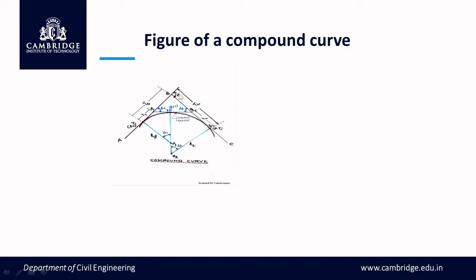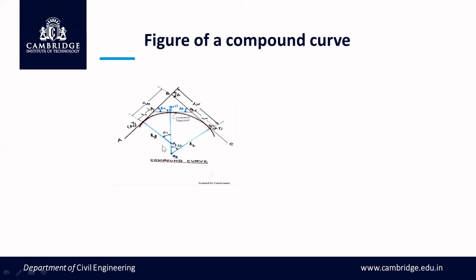The angle through which the forward tangent BC deflects or deviates away from the rear tangent AB is called the deflection angle. And here D1D2 is the common tangent for both the curves. Small ts is the length of the tangent for the smaller curve and small tL is the length of the tangent for the bigger curve.